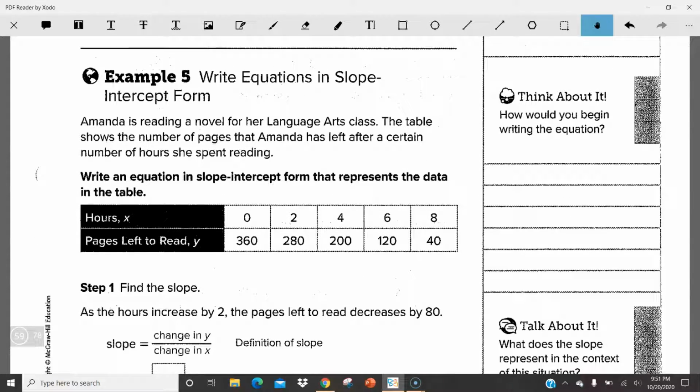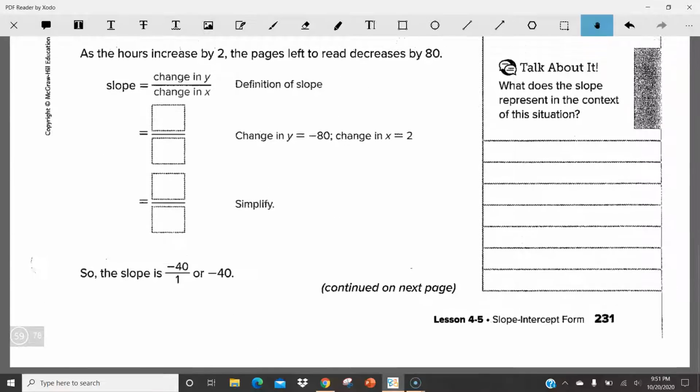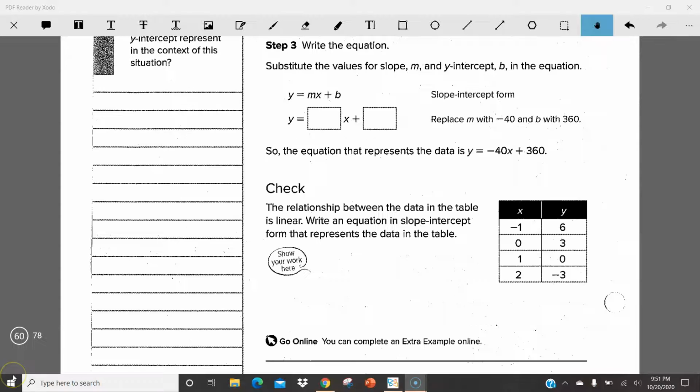I want you to talk through example 5 and do example 5 yourself. I'll wait for you. And hopefully you got example 5 correct. Now I want you to do the check.